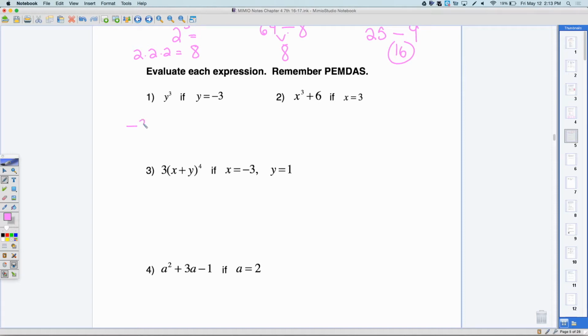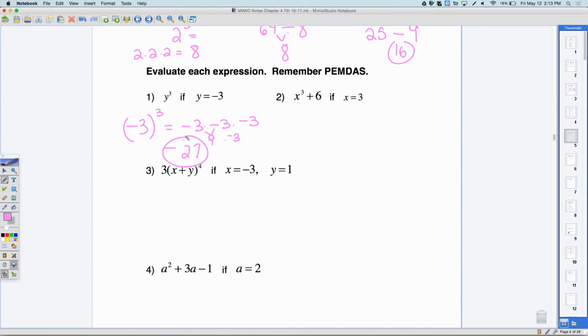So it's -3 in parentheses to the 3rd power, which means -3 times -3 times -3. 3 negatives gives you a negative answer. 3 times 3 is 9, times 3, which gives you a positive 9 times a negative 3 to give you a negative 27.